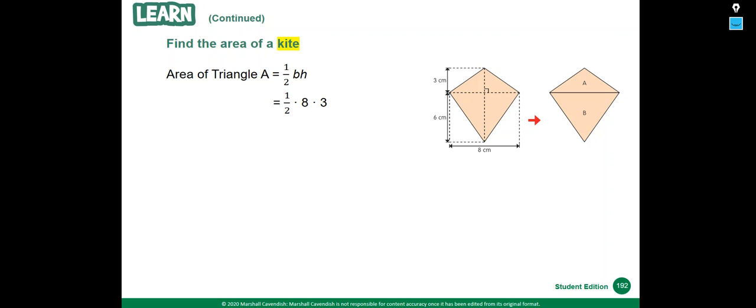So here we are, we've got our base of 8 and our height of 3. Multiplying those together will give you 24. Half of 24 is 12. So your top triangle has an area of 12 square centimeters. Same thing for the bottom triangle, a base of 8 and a height of 6, right?